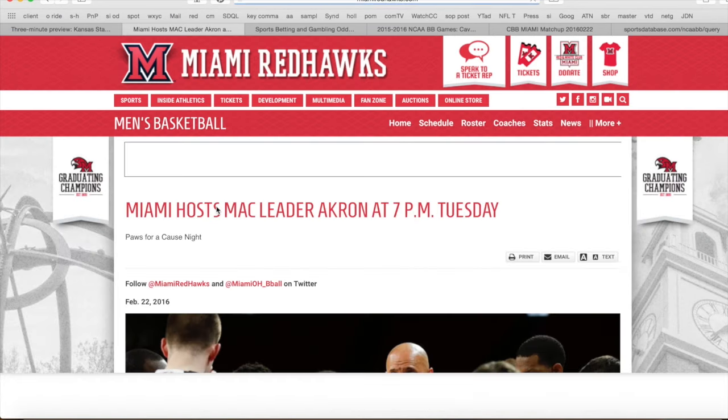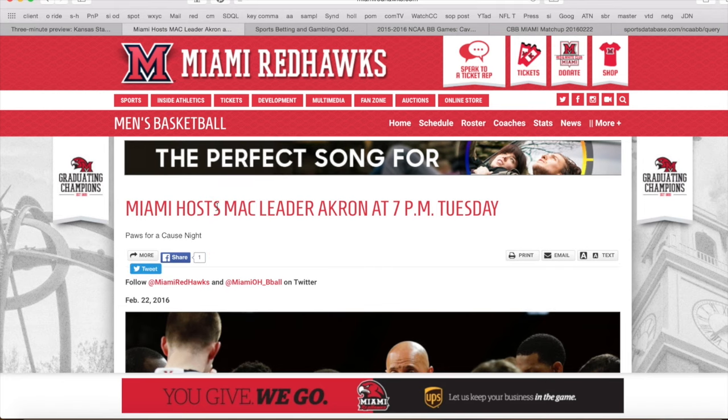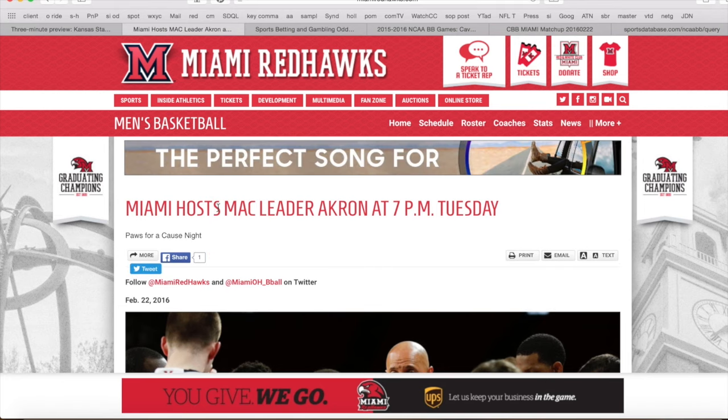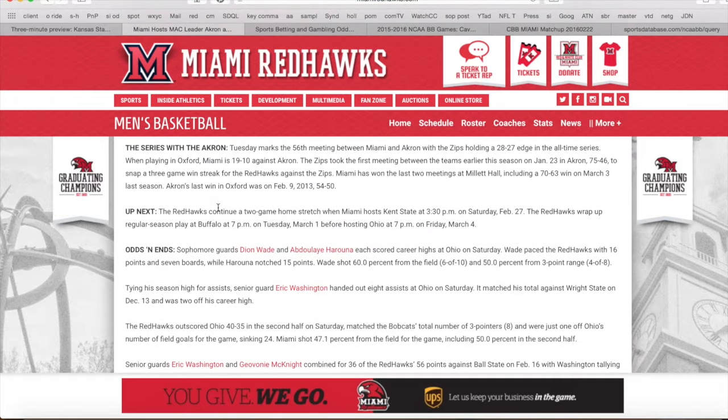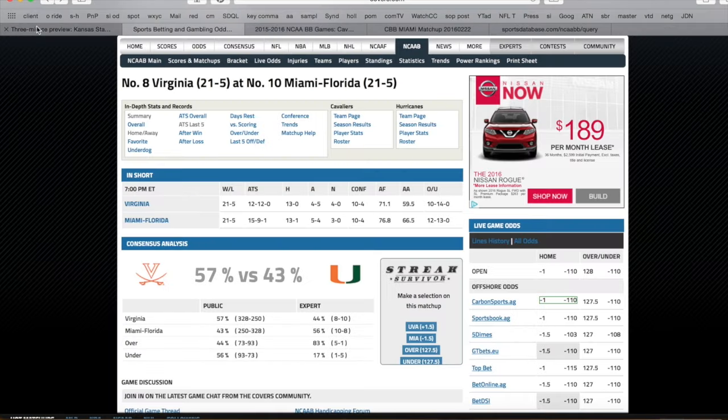And for example, this is the official game preview from the Miami, Ohio SID department previewing their game notes in their contest against Akron. So again, that is at bbstate.com. I guess I will take these down since we've already done them.